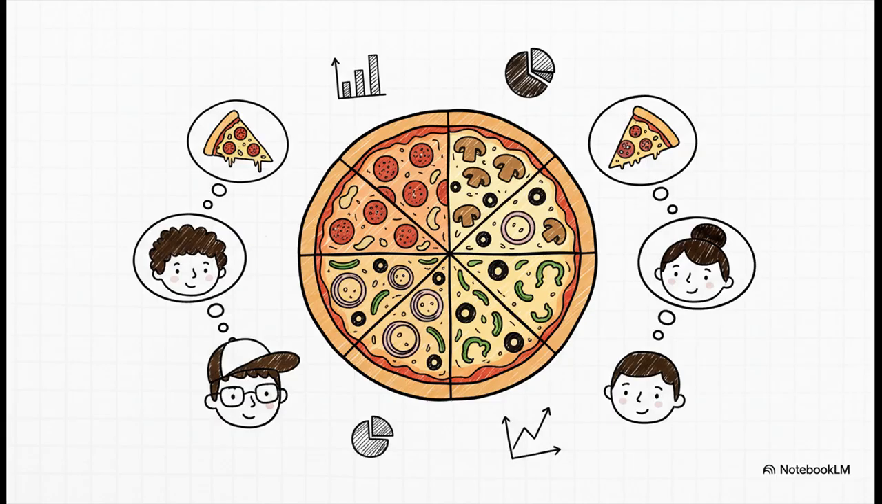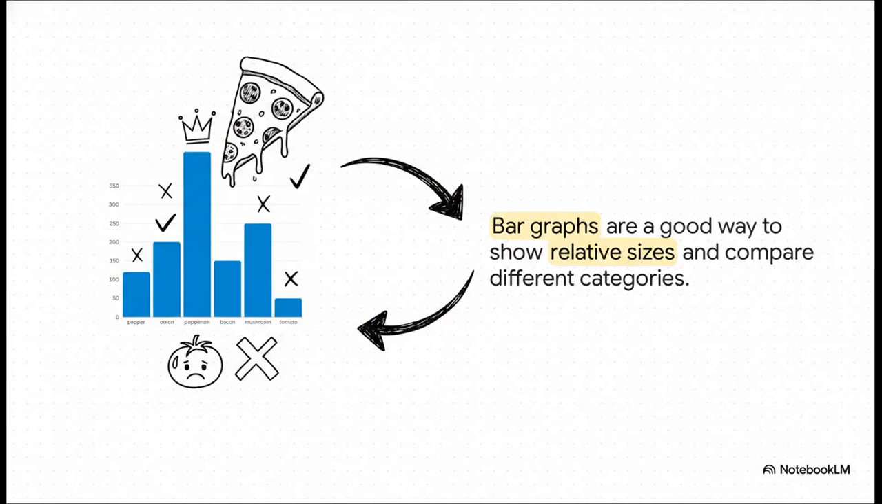We're going to take this one simple data set and see how totally different graphs can highlight different parts of the very same story. First up, the good old bar chart. What's so great about this chart is how you can instantly compare everything. I mean, with just one glance, you see pepperoni is the clear winner and tomato, well, tomato is the least popular.